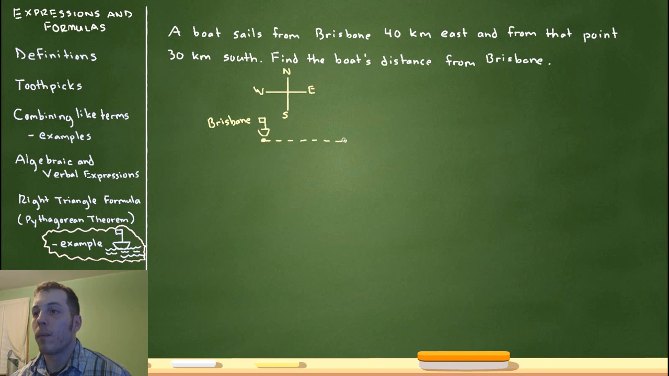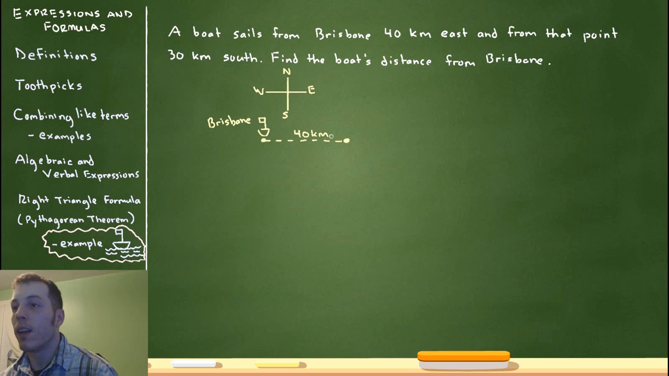And then it stops. Okay. Now the distance from here to here is 40 kilometers. So let's go ahead and label that. That's fine. Now from this point, we sail 30 kilometers south.